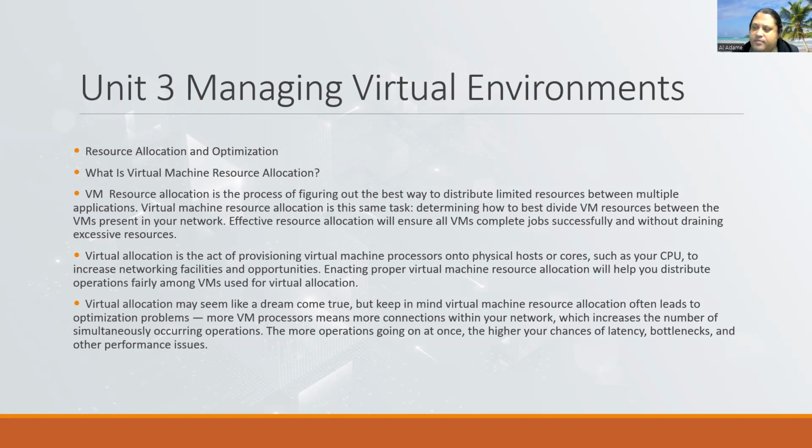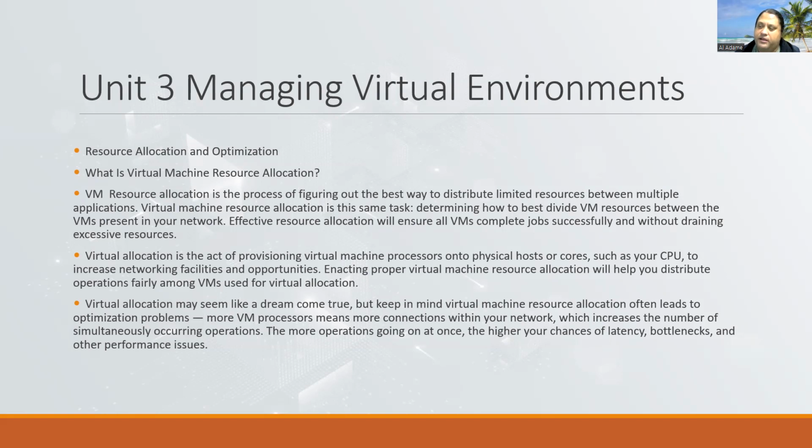Virtual allocation is the act of provisioning virtual machine processors onto physical hosts or cores, such as your CPU, to increase network facilities and opportunities. Weird way of wording it. Enacting proper virtual machine resource allocation will help you distribute operations fairly among virtual machines used for virtual allocation. Makes more sense that way.